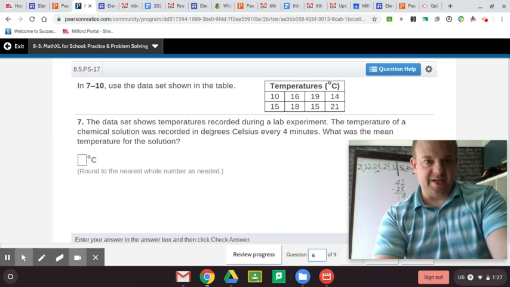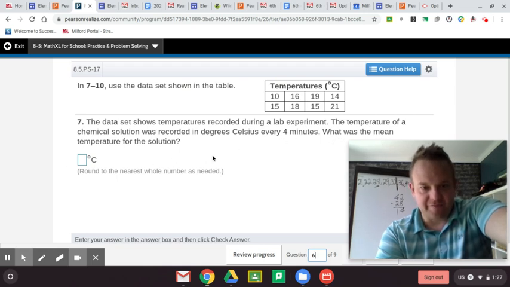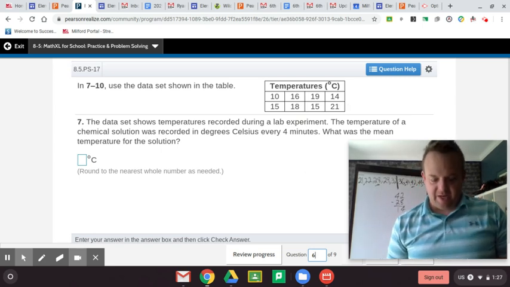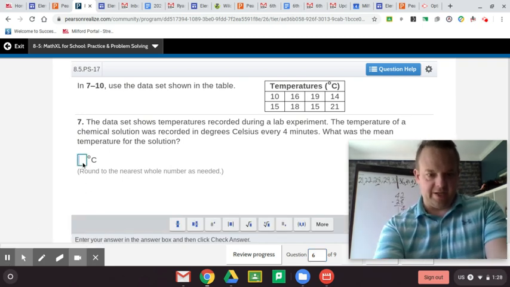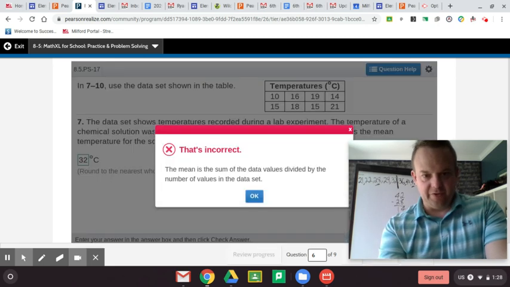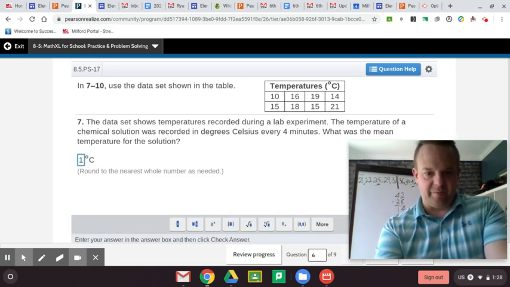The data set shows temperatures recorded during a lab experiment. The temperature of the chemical solution was recorded in degrees Celsius every 4 minutes. What was the mean temperature for the solution? So what I'm going to do is add all those up and divide by 8. I'll pause it here while I do that. I added them up and divided by 8. I got a mean of 32. Might have done it wrong. Hold on. All right, I forgot a number. So the mean is 16.